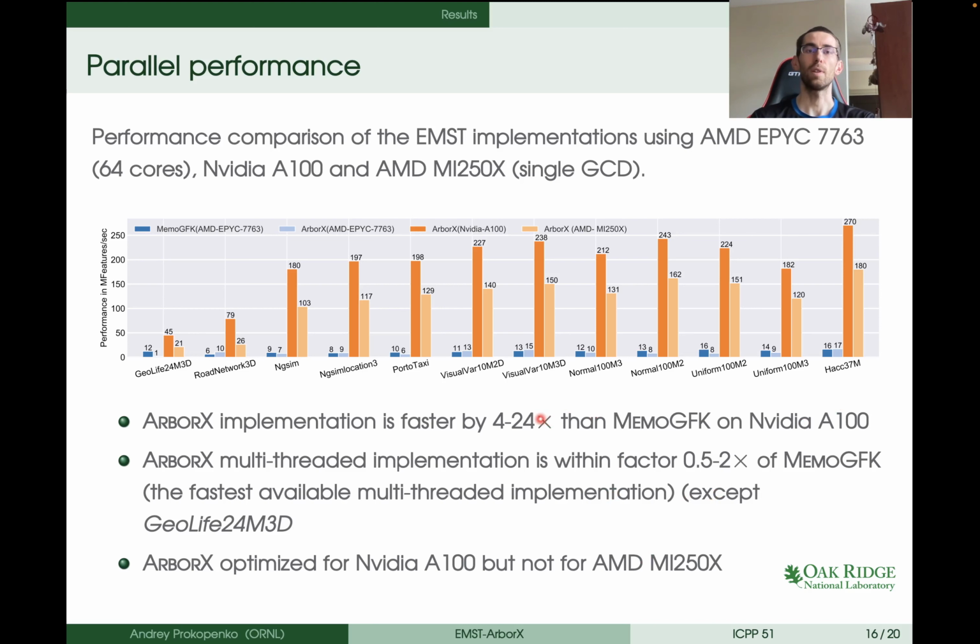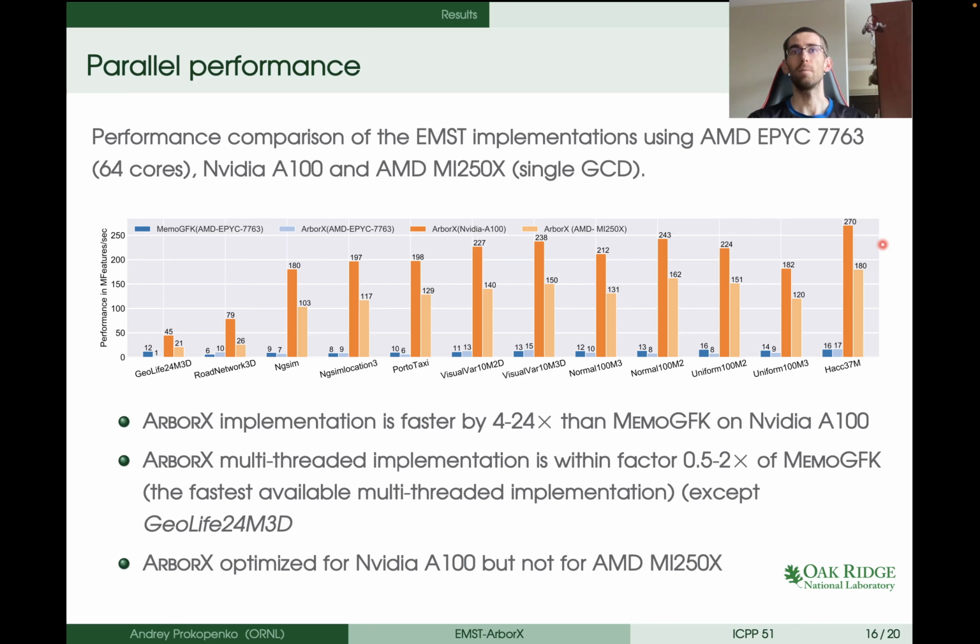We also note that the GeoLife dataset remains to be an issue for RBREX, as was in the sequential case. However, even with that limitation, the GPU runtimes outperform the MemoGFK approach. We also observed that the multi-threaded implementations are typically within a factor of 2 of MemoGFK, which is the best available multi-threaded implementation of the Euclidean minimum spanning tree.